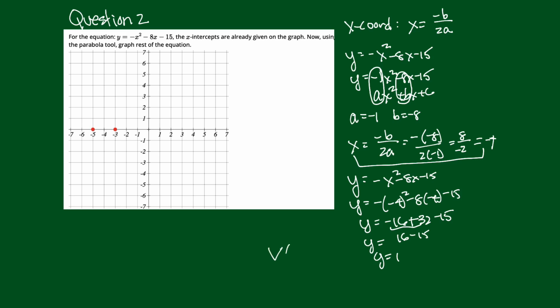So the vertex is here at negative 4 and 1. So locate that point, negative 4 and 1. Start at the origin. Negative 4 is over here, up 1. I've listed it here. So now we've got 3 points, and we're going to use that tool to draw our parabola. Now I don't have that tool available to me here, but I'm going to draw this parabola as best I can by hand.